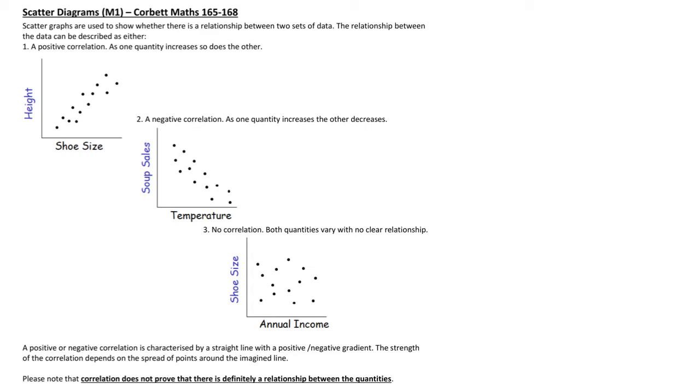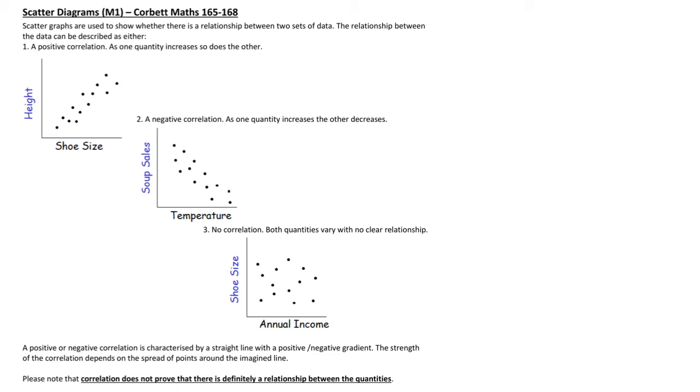Scatter graphs then are used to show that there's a relationship between two sets of data, and there can be different types of correlation. So what we can see is between shoe size and height, the values are generally going up. So you might read that as the bigger the shoe size, the taller the height. And hopefully that stands to reason. Babies and young children have really small feet, whereas adults have bigger ones. So adults are obviously taller than children, so as shoe size increases, so does height.